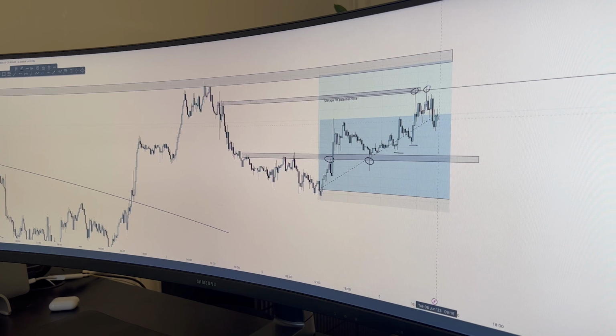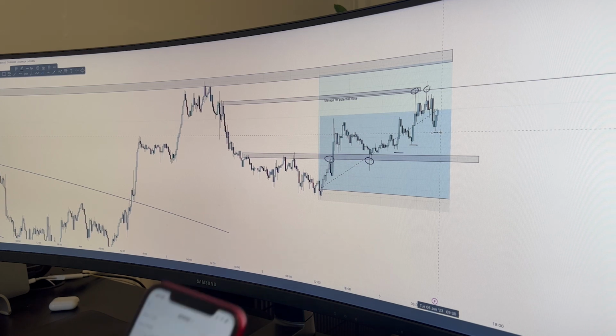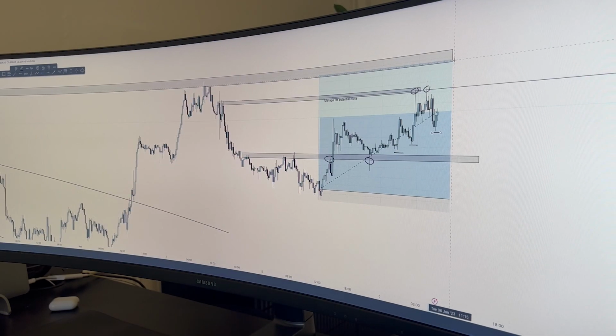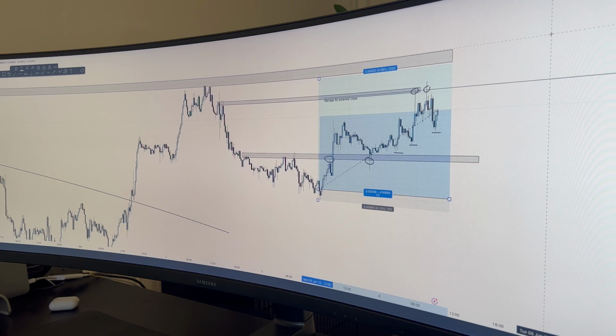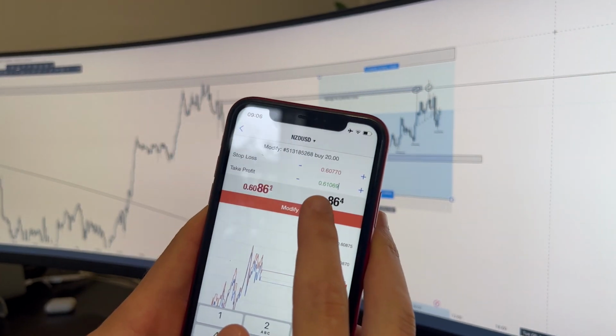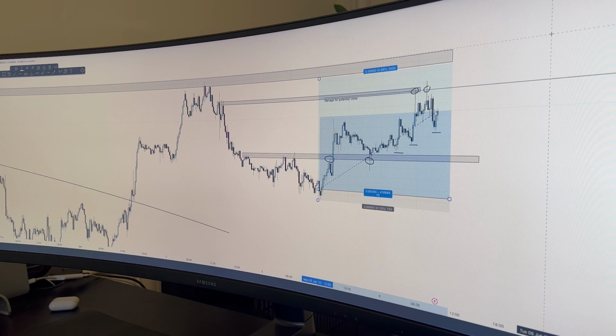However, I'm not going to be closing now. As you can see, we've made this structure now, so I'm going to trail my stops below this level. I'm going to do it right now for you guys as well on here. So that level there is 0.60770. And then we're going to set our take profit to this level up here, a little bit below, at 1 to 10 for a 0.61. Okay, so our stop loss has been done. Right, so that's all done.